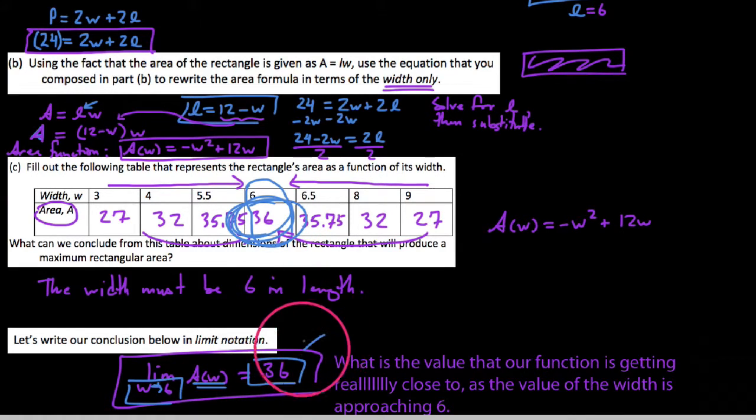So this right here is what we're going to call a capital L, and it's just a number, but we refer to it as the limit because it is the value that our function is getting really close to as our input, in this case the width, gets really close to another value. In the next video, we'll look at this in a more formal definition.